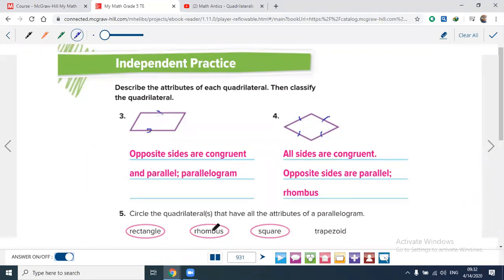Teacher, the opposite sides on number 3, is it the ones with the arrow or the ones with no arrows? I put arrows, which means parallel. Opposite sides of a parallelogram are parallel whether you put arrows or not. These opposite sides are parallel and congruent, and the other opposite sides are also parallel and congruent. Each pair of opposite sides are parallel and congruent.